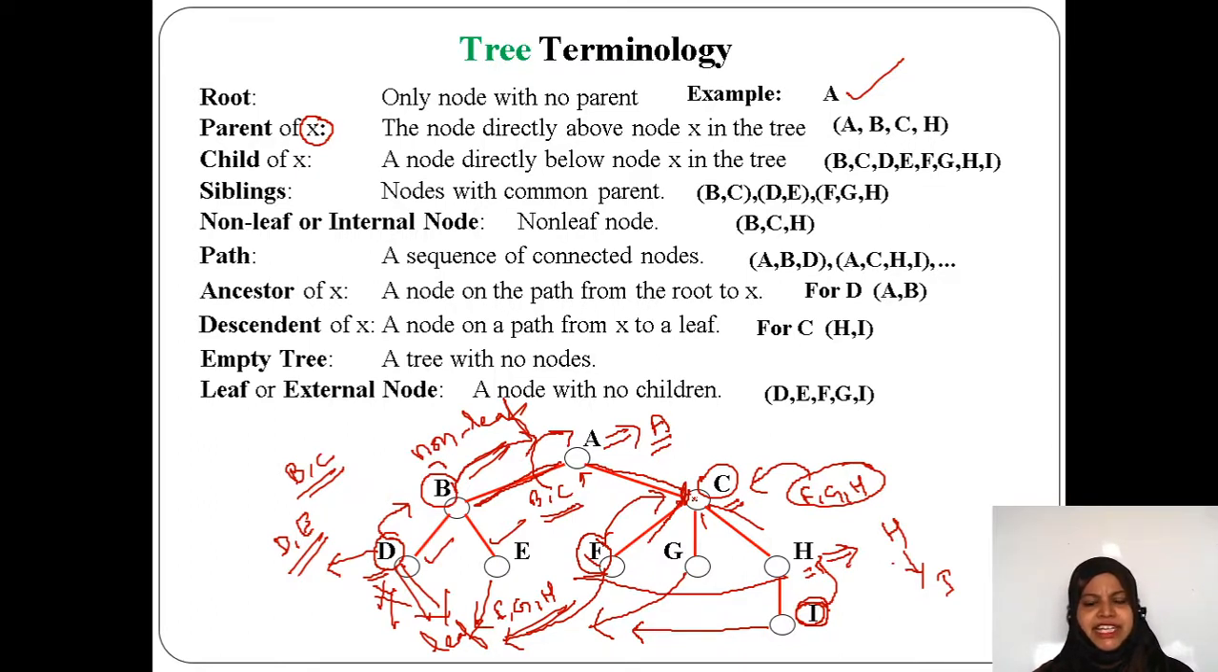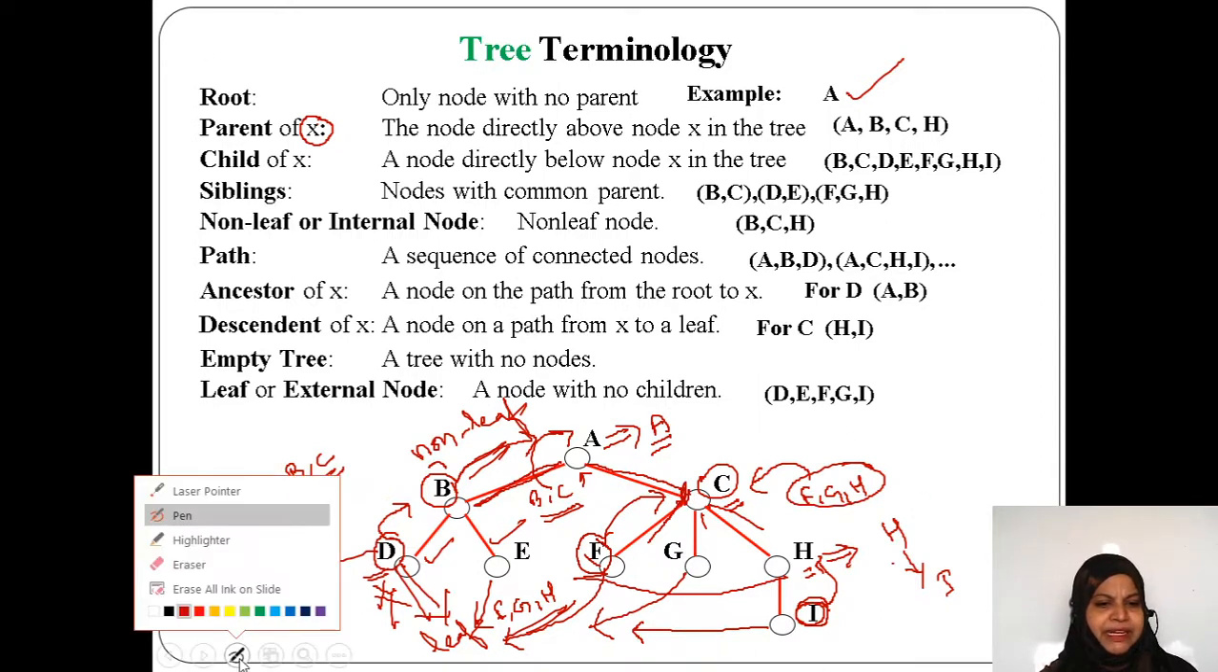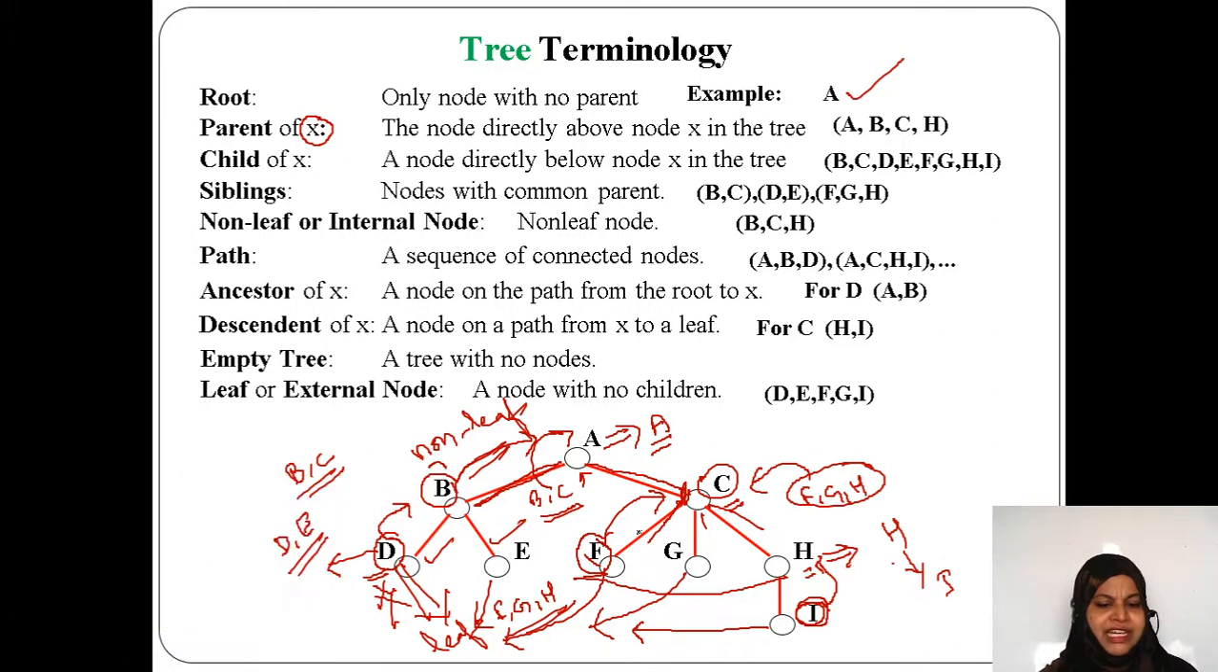Path means a sequence of connected nodes. A sequence of connected nodes is known as the path. See here, in this case, which one is the sequence of connected nodes? Here, A to B, B to D is one path. From A to C, C to F is one path, or else A to C, C to H, H to I. This is also one path, right?